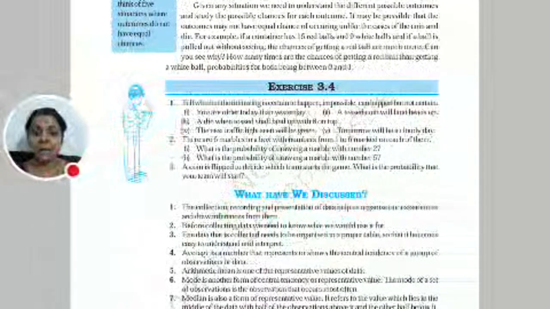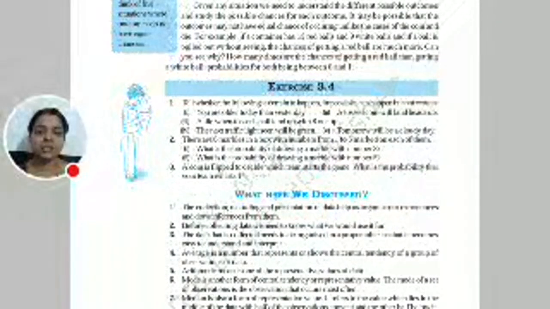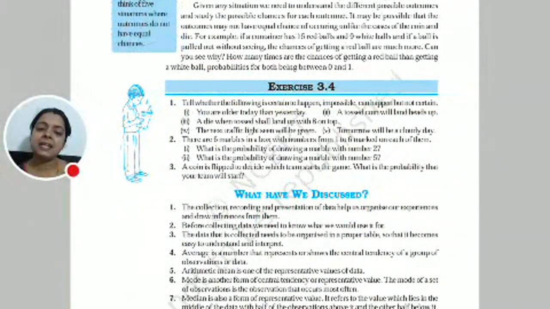A tossed coin will land heads up. Yes, it can be. But is it impossible? I can't say. How can it be impossible? It can come also. How can it say 100% the head will only come? That is also not possible. But it is a probability that yes, it can come or it can not come.